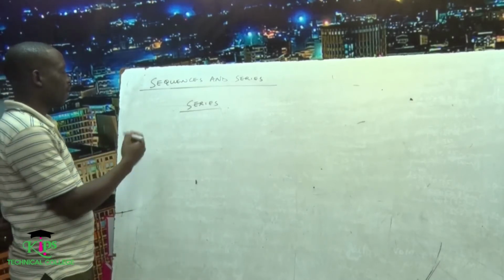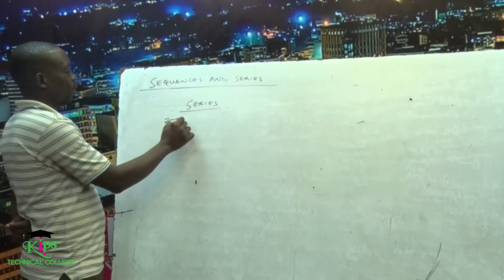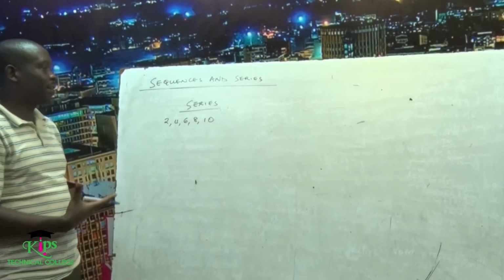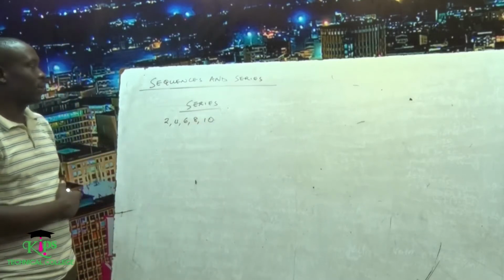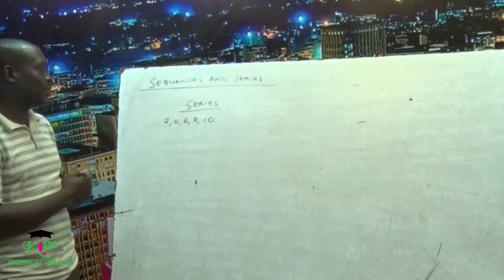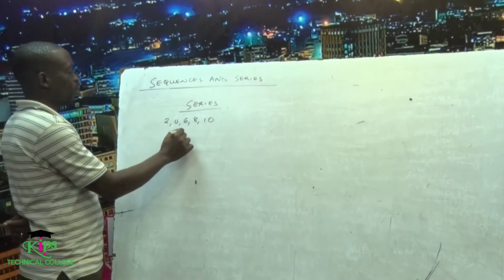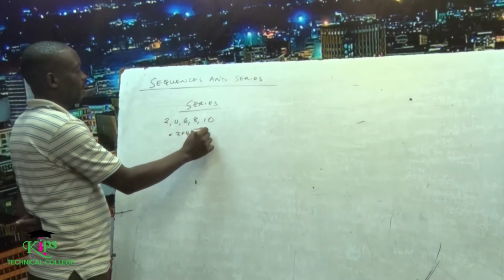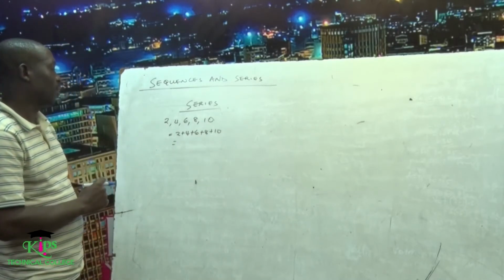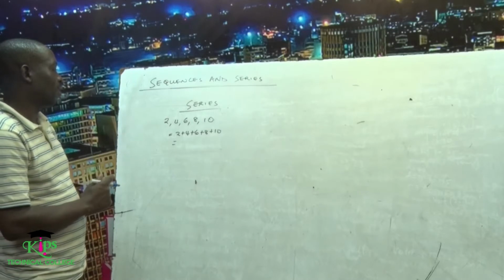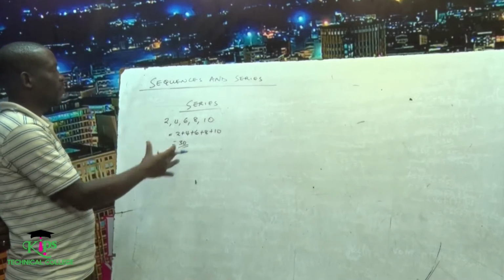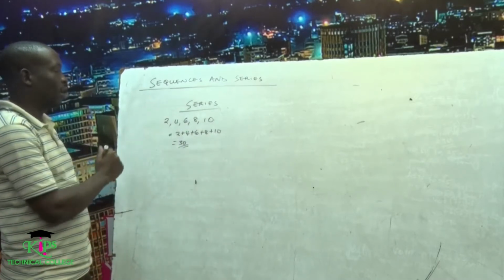If for example we have the sequence 2, 4, 6, 8 and 10, somebody can ask us what is the series of that particular sequence. A series is simply the sum of the terms in a sequence. This is the same as 2 plus 4 plus 6 plus 8 plus 10, and you should be able to get the answer for that particular case, which is 30. So the sum of the terms in a sequence gives us what we call a series.